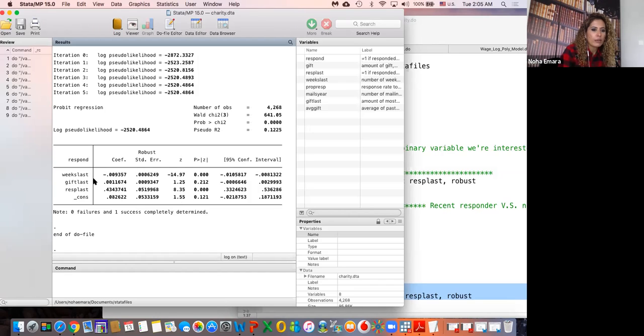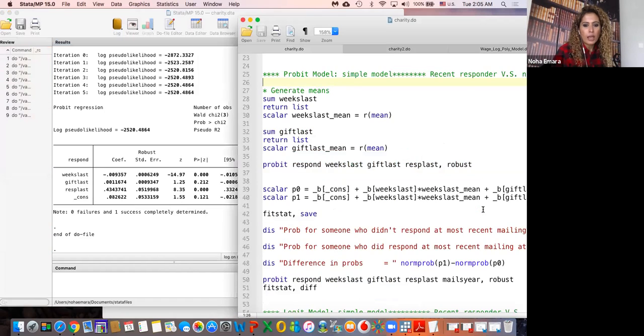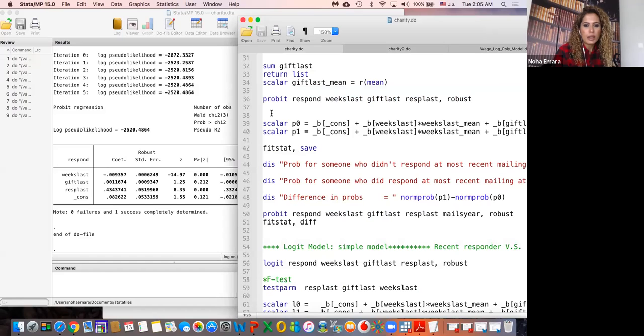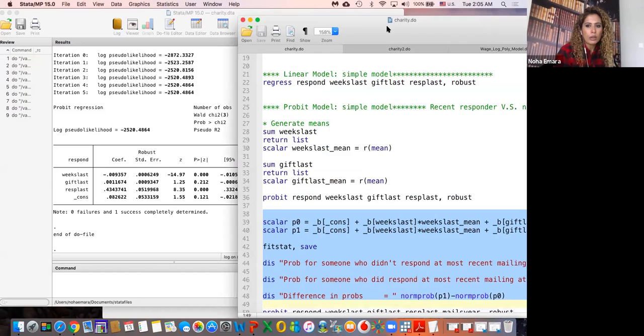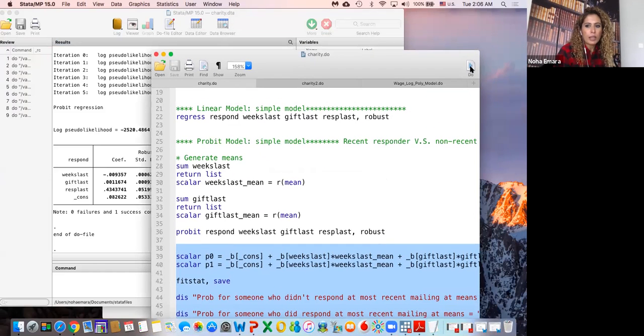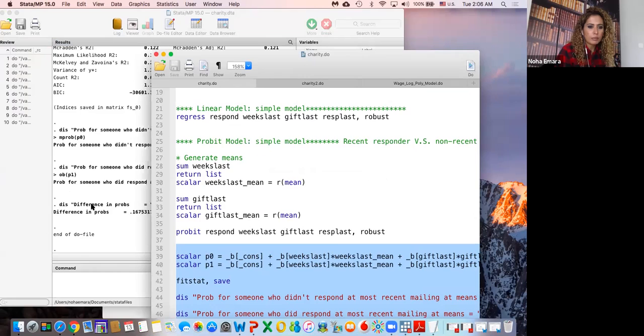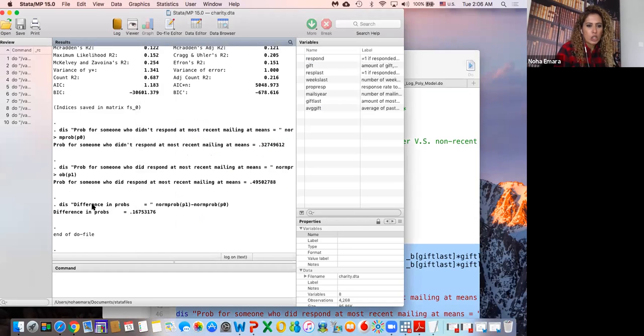No, we have to multiply each one at the mean and then take the difference between this variable being 1 versus this variable being 0. And in order to do that, we have to create a scalar, right? And display our results. And when we display our results, it makes our presentation nicer.